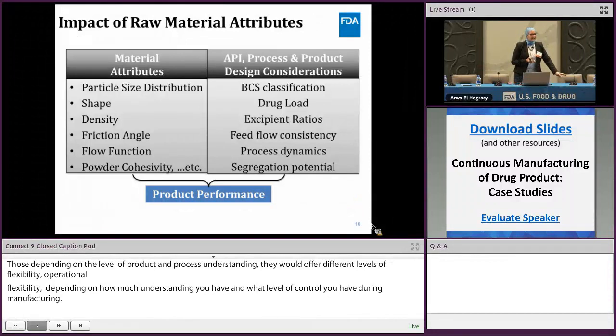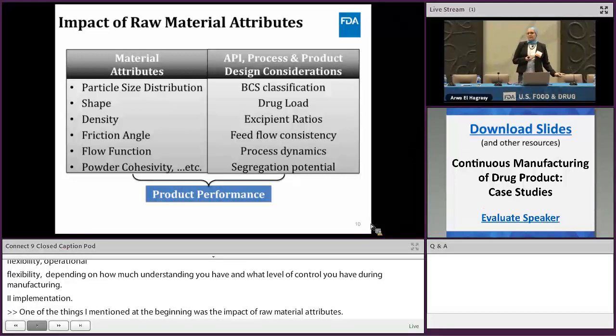So one of the things I mentioned at the beginning was the impact of raw material attributes. And this is a complex concept because of the multitude of material attributes that could impact a product or process performance. So for example, when we think about powder properties, we can think of particle size distribution, shape, density, friction, flow function, and then this is also compounded with the type of API that is used.